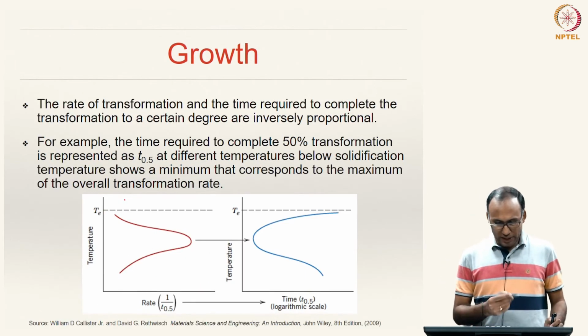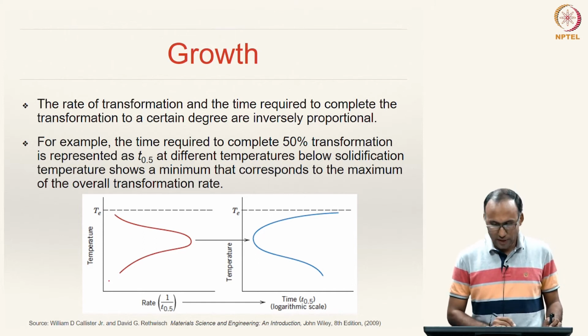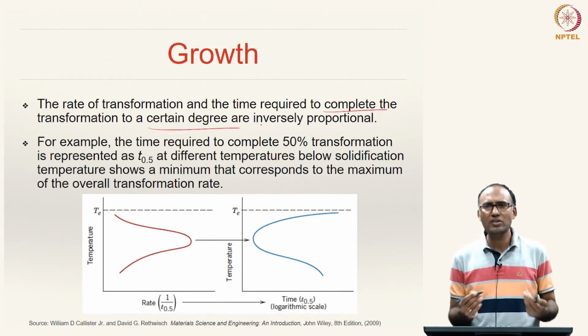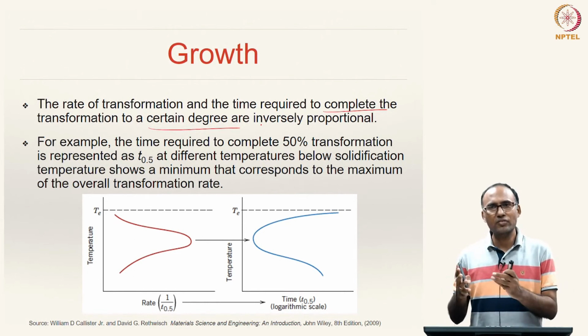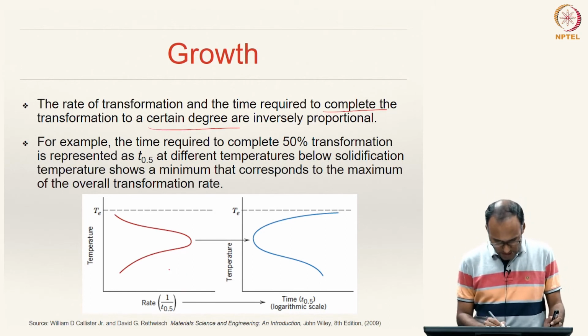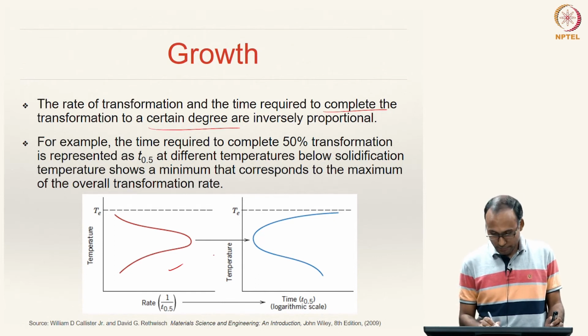The rate at which the transformation takes place, the overall transformation rate, and of course the time required for completion of the transformation to a certain degree, should be inversely proportional, because if you have a faster rate, then the time required for transformation will be less. So, here we are showing the rate of transformation as a function of temperature, say for instance for 50% transformation.